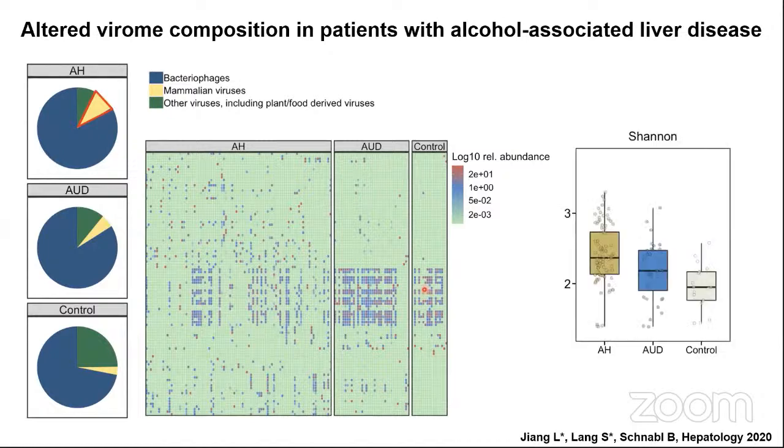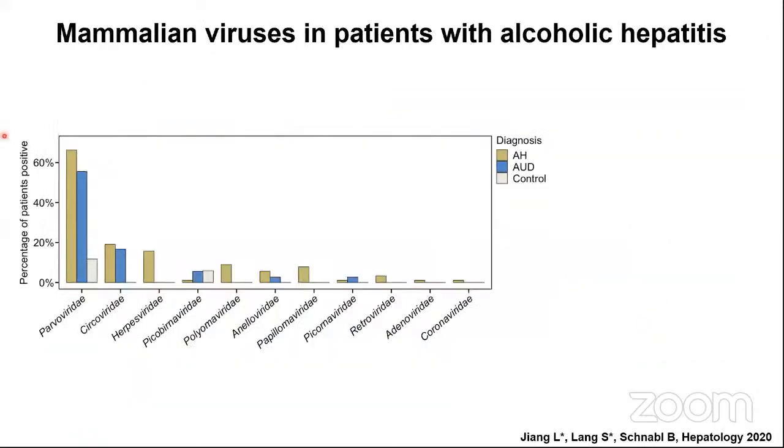If we look at the viral diversity, we found that the viral diversity was highest in patients with alcoholic hepatitis and lower in alcohol use disorder patients and lowest in control patients. Focusing more on the mammalian viruses, we found that parviviridae were significantly increased in patients with alcoholic hepatitis and alcohol use disorder patients as compared with non-alcoholic controls.